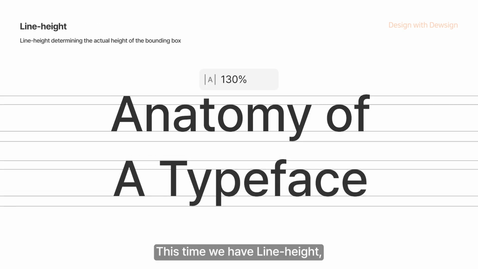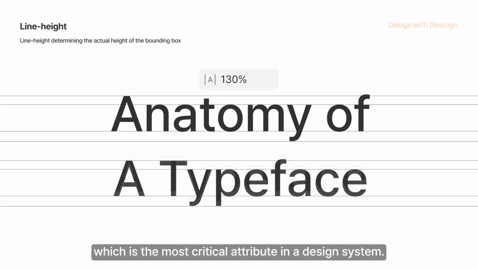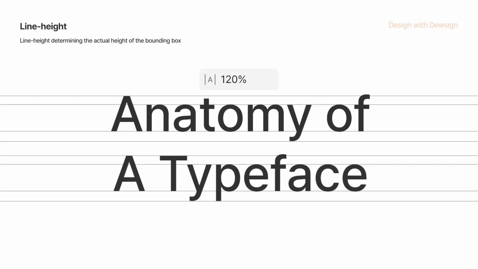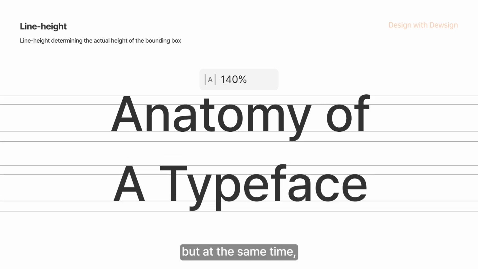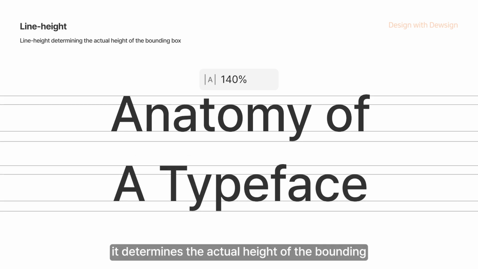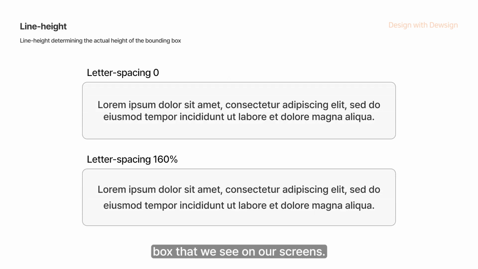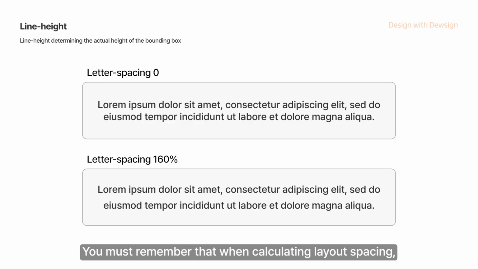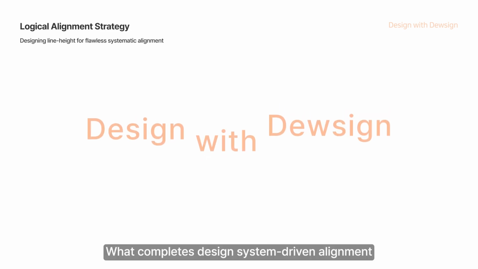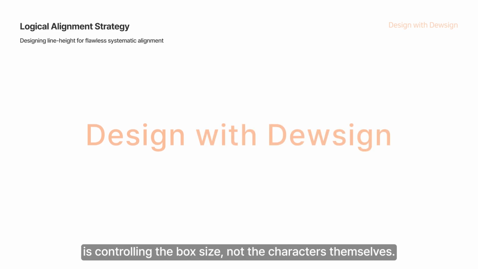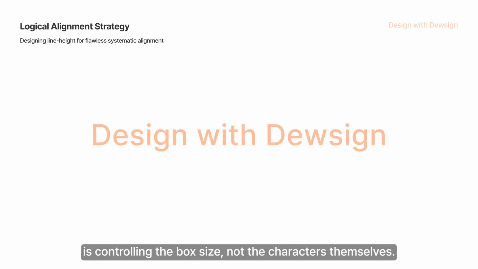This time, we have line height, which is the most critical attribute in a design system. It is the spacing between lines of text, but at the same time, it determines the actual height of the bounding box that we see on our screens. You must remember that when calculating layout spacing, the standard metric is not the font size itself, but this very line height. What completes design system-driven alignment is controlling the box size, not the characters themselves.